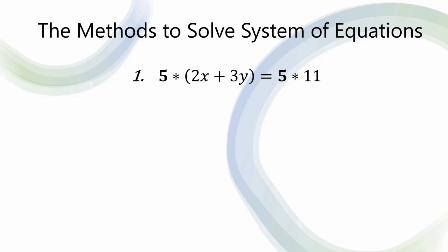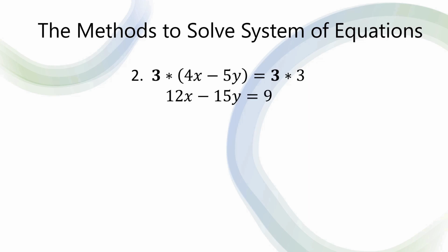Multiplying equation 1 by 5. 5 multiplied by 2x plus 3y equals 5 multiplied by 11. This simplifies to 10x plus 15y equals 55. Multiplying equation 2 by 3. 3 multiplied by 4x minus 5y equals 3 multiplied by 3. This simplifies to 12x minus 15y equals 9. Step 3.